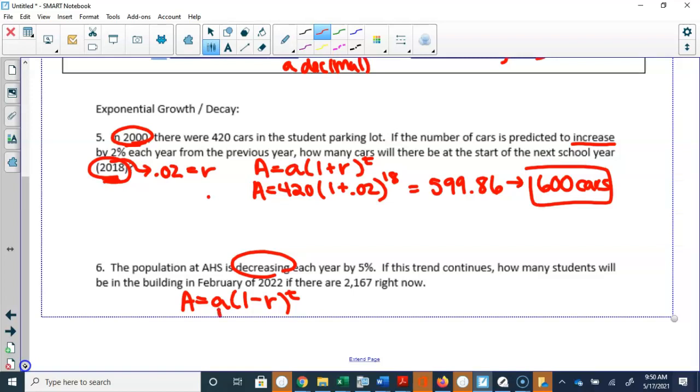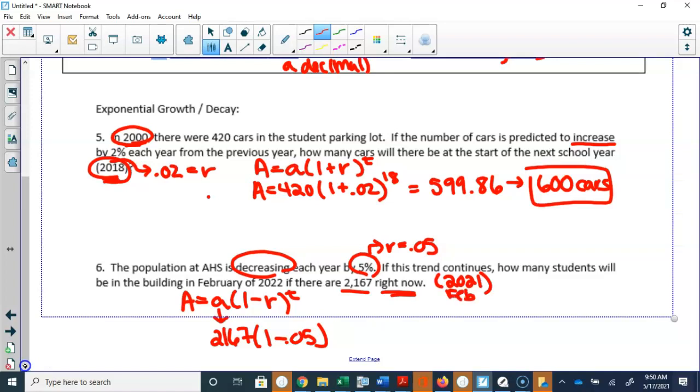My lowercase a is my amount at the beginning. My amount at the beginning is 2,167, times 1 minus, I have 5%, so I change that to a decimal. 2,167 students right now, we are going to assume that right now is 2021. And we're going to assume also that it's February of 2021. So we have to make an assumption there, okay? Then now February 2022, so the next year, after 1 year, where are we at?